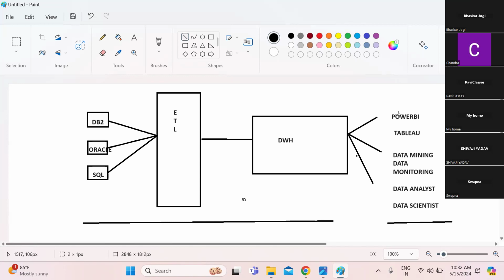So in this case, the data analyst or data scientist or other people will work on the data warehouse only. That data warehouse, we talk about in Snowflake.